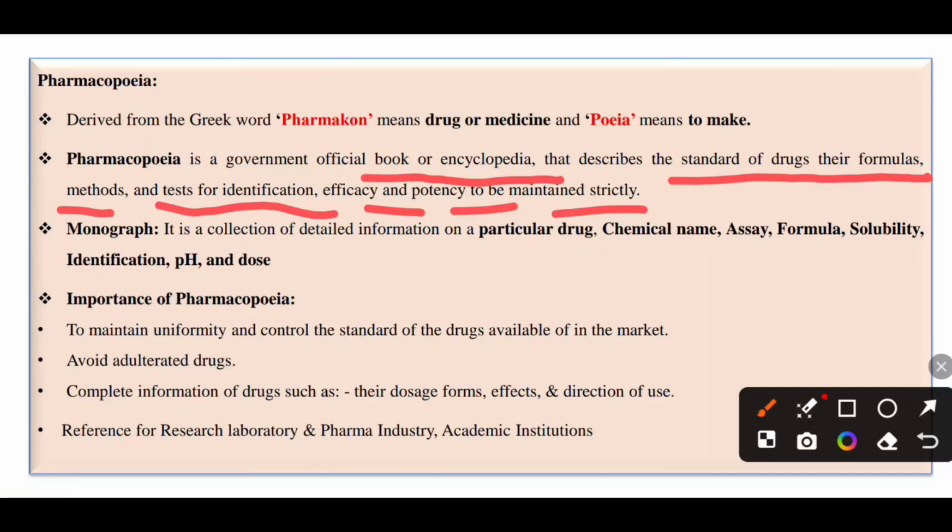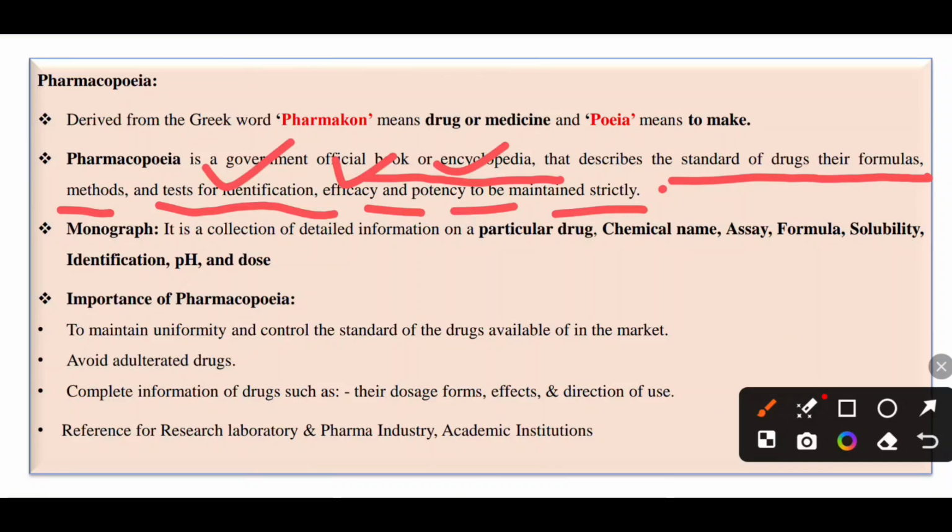It describes the standards of drugs and their formulas. Standards of drugs means particular standards exist, and you have to follow those standards to prepare that type of medicine. It also describes the formula regarding the drugs and the method by which you have to prepare that type of medicine, and the tests for identification.